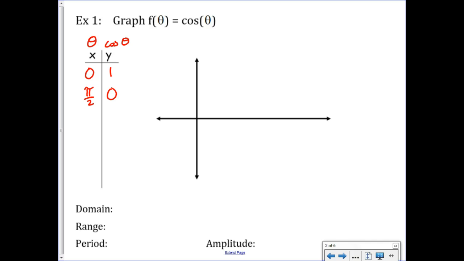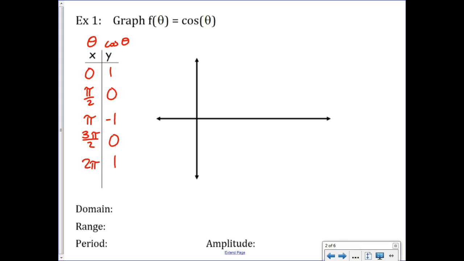At pi over 2, we're at 0. At pi, we're at negative 1. At 3 pi over 2, we're at 0 again. And at 2 pi, our cosine of 2 pi is 1. We're right back to that starting spot.